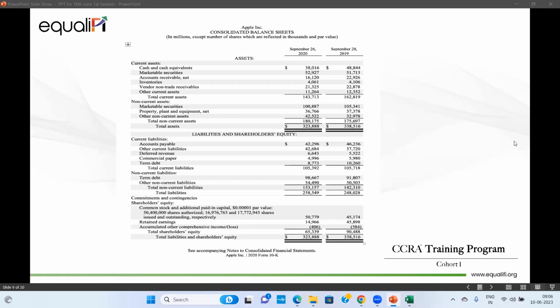No, I would not say, Arindam, what you are saying, reduce non-current assets to increase cash equivalent. Cash equivalent has not increased. Cash equivalent has decreased rather. Look at 2020, it is 38. In 2019, it was 48.